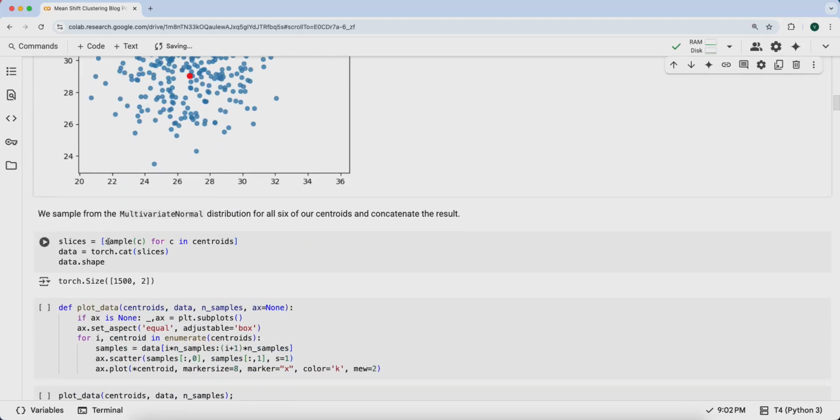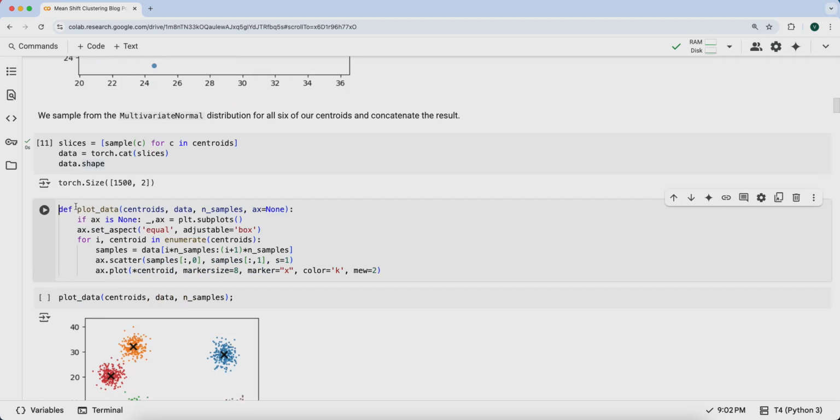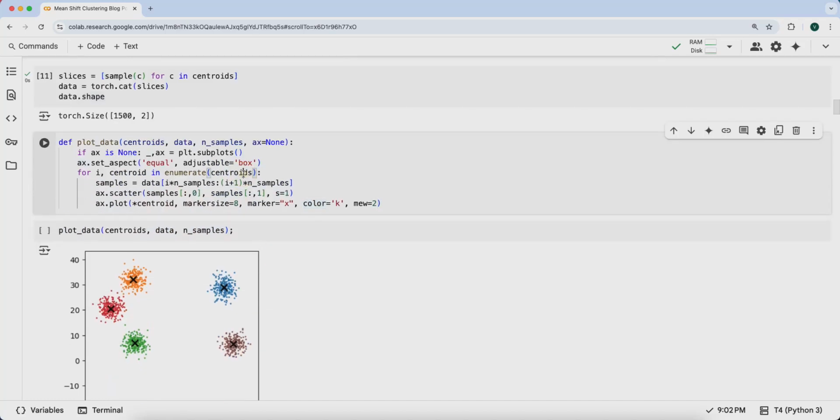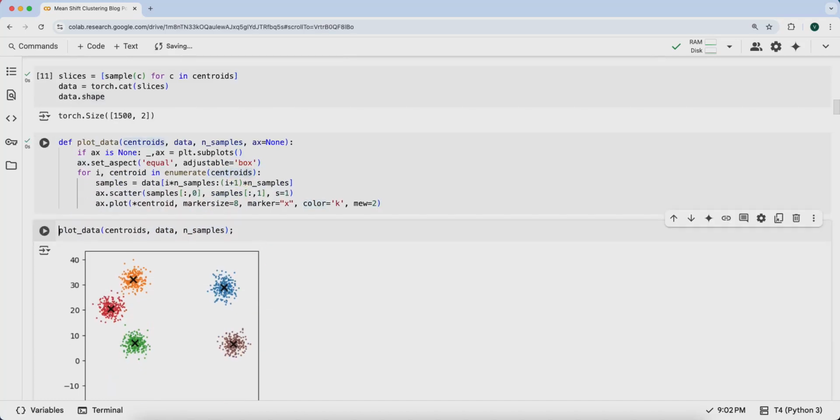So I'm going to call this sample method for each of my 6 centroids, and concatenate the samples so I get a single data set with 1,500 coordinates, each with an x and y value. I'm going to plot this data. So for each centroid, I'm going to plot the samples for that centroid, and then I'm going to plot the centroid itself with a marker of x, so I can visualize where these clusters should converge with my algorithm.